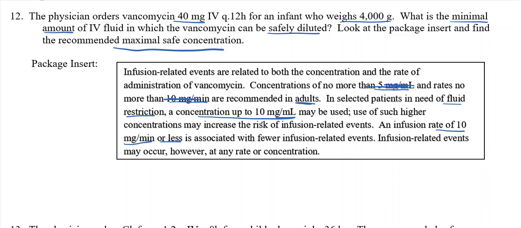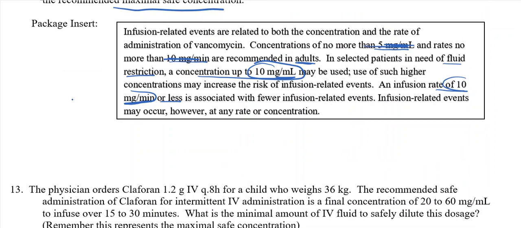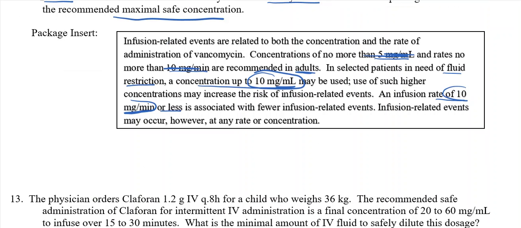So this one's easy because our maximum concentration is the one for the infants or anyone that's got fluid restrictions, and our infusion rate is 10 milligrams per minute or less, but we're going to go with the 10 milligrams per minute. So I want to know how much dilution I need for this patient. The doctor ordered 40 milligrams of vancomycin. So how much diluent am I going to use for 40 milligrams?